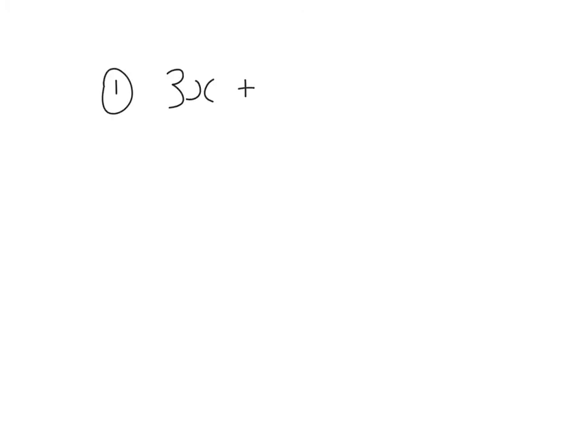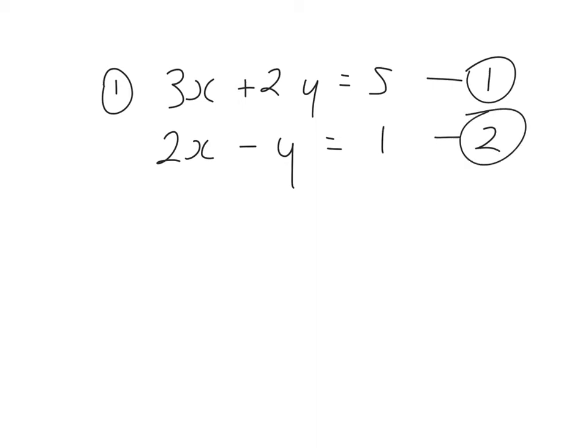First one, 3x plus 2y is equal to 5. 2x minus 1y is equal to 1. I'm going to label that equation 1 and that equation 2. So it's a matter now of scaling either the x's or the y's up so that we've got the same coefficient, potentially with a different sign in front, but scaling the 3 and 2 up or the 2 and the 1 up. Now this one, it's easiest to scale the y's up to 2.